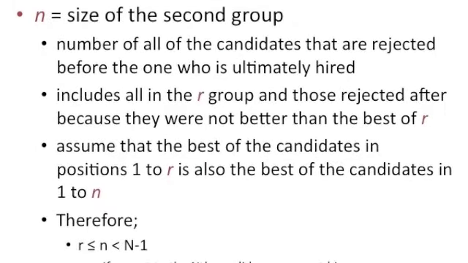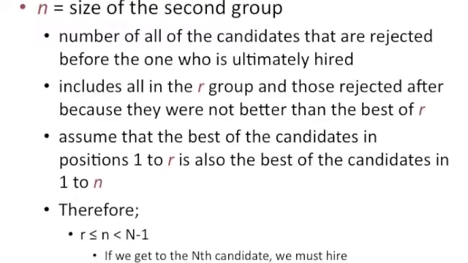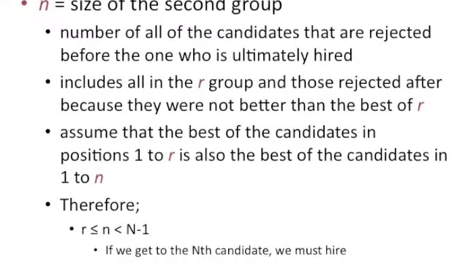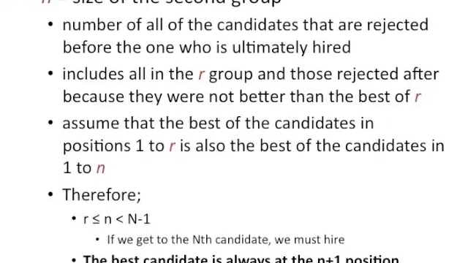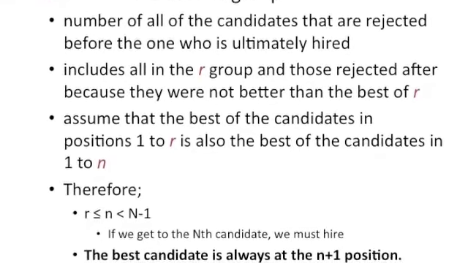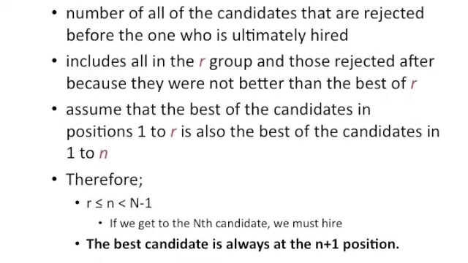The middle group has size n. These are all of the rejected candidates in the sequence. We assume that the best candidate in 1 to n is also the best candidate in 1 to R. Therefore, the lower bound of the value of n is R, and the upper bound is big N minus 1. This sets up the problem so that the best candidate is always at the n plus first position.